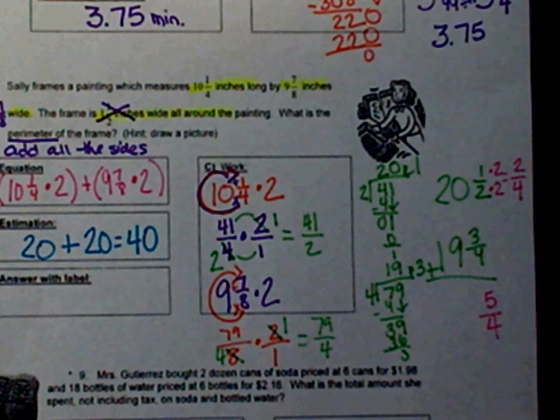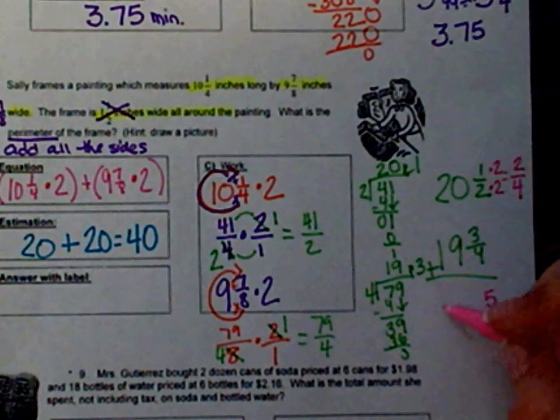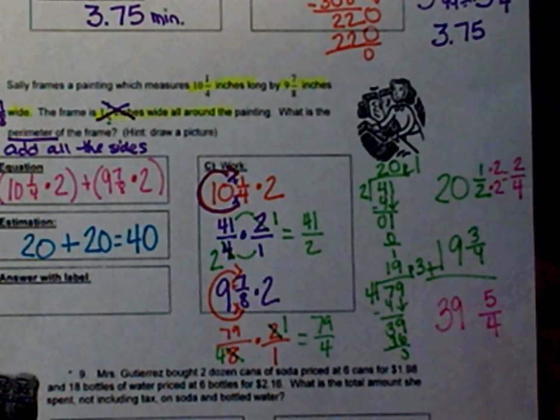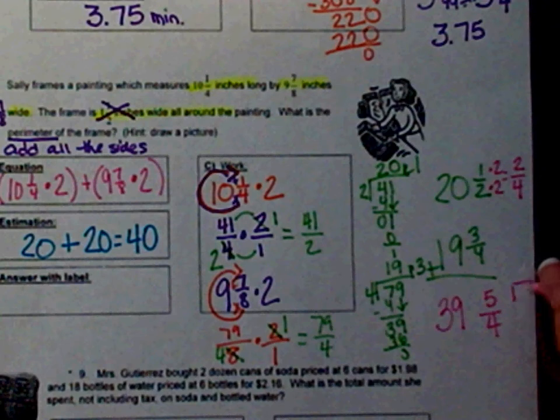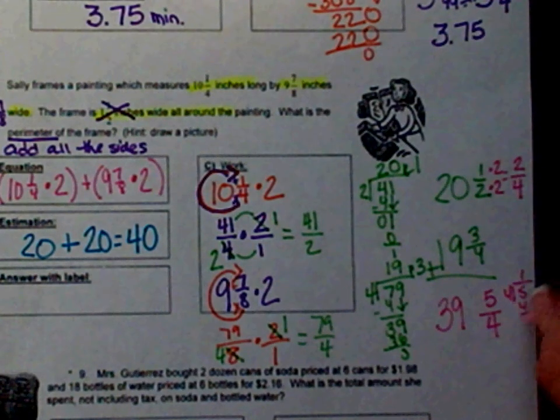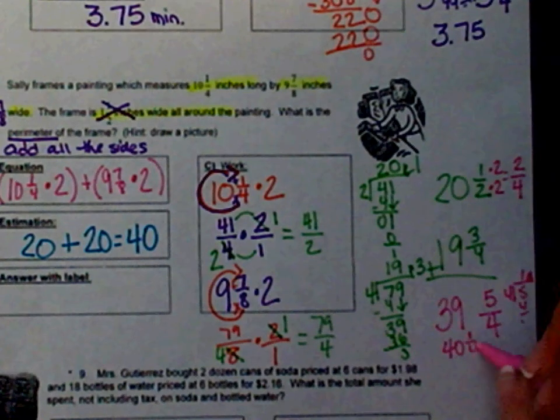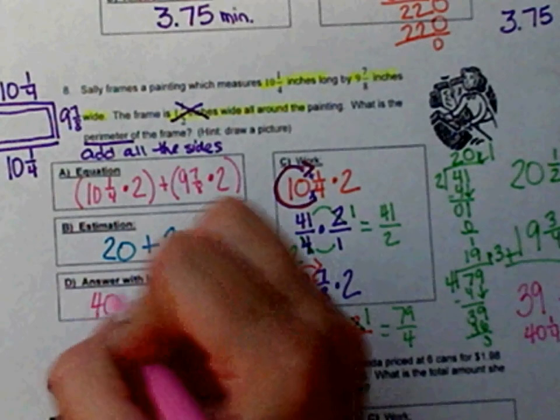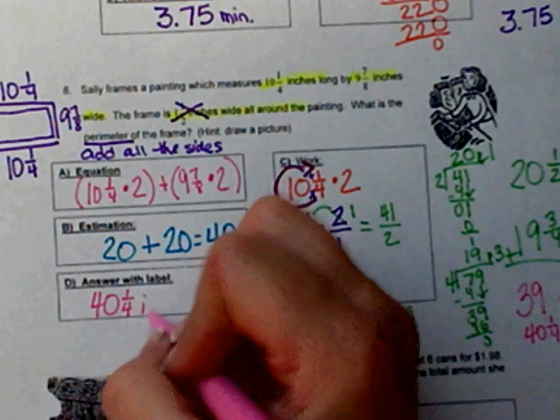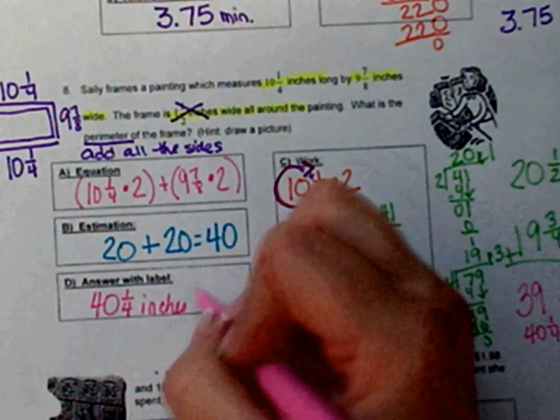So I first look at my fraction, and I look at the denominator. Denominator is not common. I need to get it to common. So I'm going to multiply times 2 times 2. So I have 2/4 and 3/4. 2/4 plus 3/4 is 5/4. Add up your wholes, that's 39.